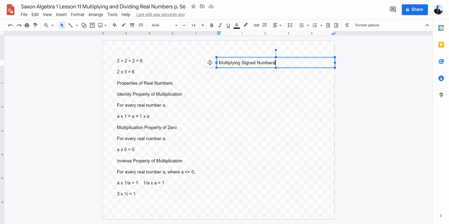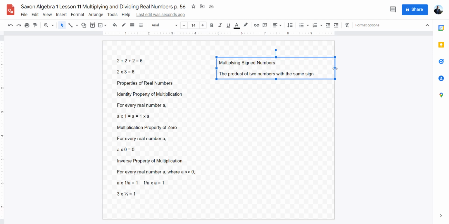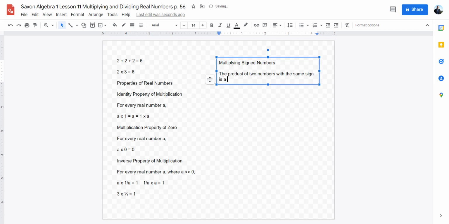But we do sometimes put a negative sign in front of a number to signify that it's the opposite of the positive version of that number. So here's how we deal with multiplying signed numbers. Again, this should be review and very familiar to you. The product of 2 numbers with the same sign, so this could be 2 positive or 2 negative numbers, is always a positive number, okay? So even if we're multiplying 2 negatives, we're going to get a positive.